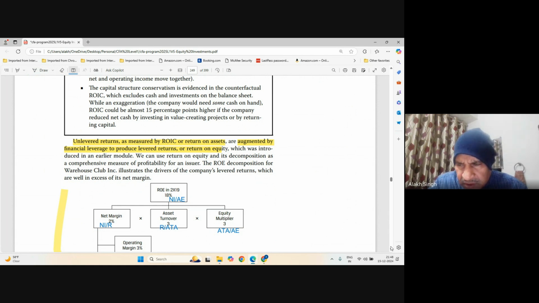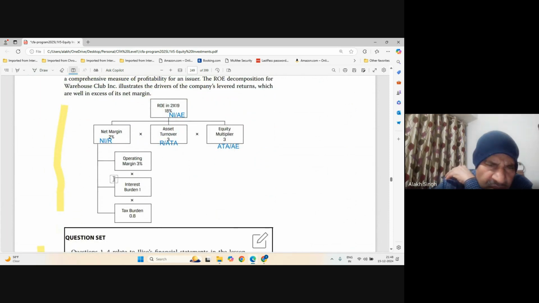This is DuPont analysis. And if you make it 5 stage, then here is operating margin times interest burden and times tax burden. So tax burden, what is this? EBT, earnings before taxes. So net income divided by EBT. This one was net income divided by earnings before taxes. That was our tax burden.